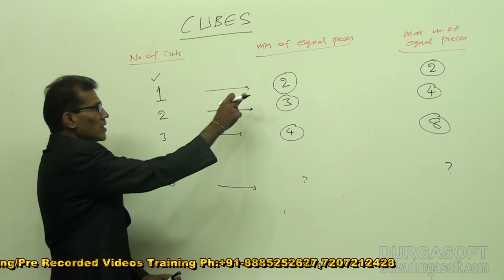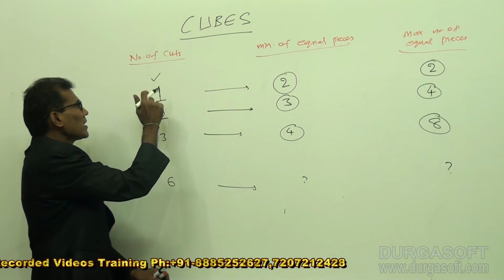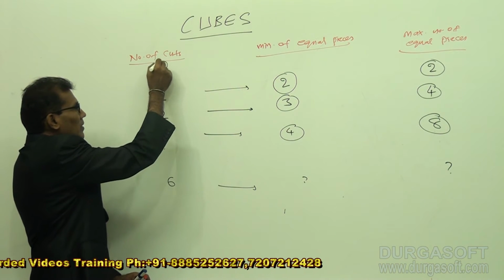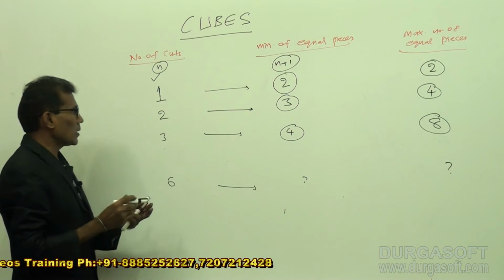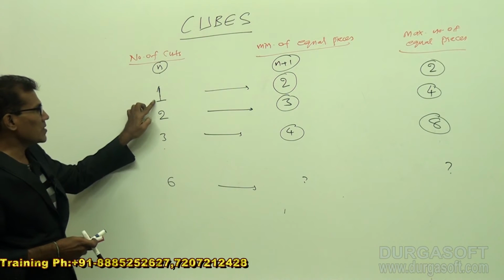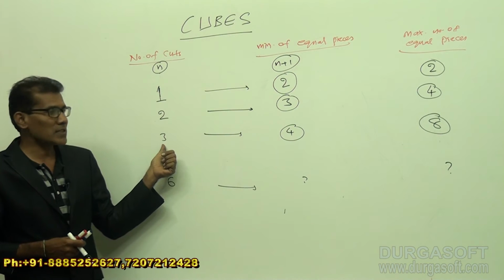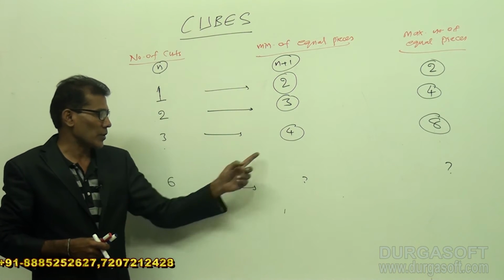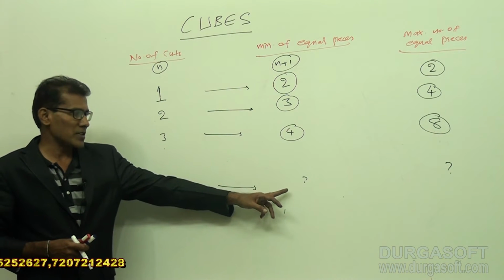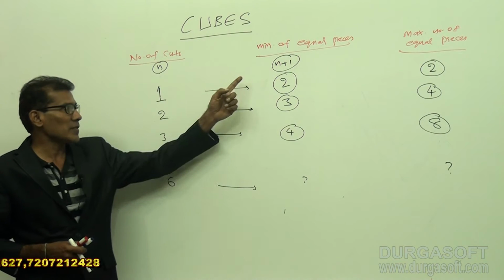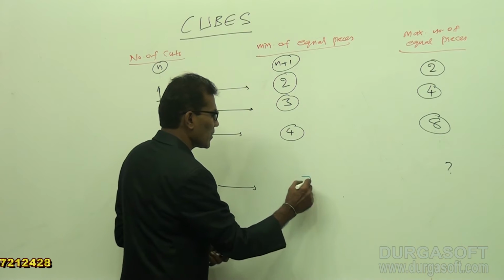It's very clear, this number is 1 more than the number of cuts. So if the number of cuts is n, then the minimum number of pieces is n plus 1. Is it clear? If the number of cuts is 1, then the minimum number is n plus 1, that is 1 plus 1, 2. If the number of cuts is 3, the minimum number is 3 plus 1, 4. If in the real exam it is asked how many minimum equal pieces can you get by using 6 cuts, as we know n plus 1, 6 plus 1, 7 is going to be your answer for the minimum number of equal pieces.